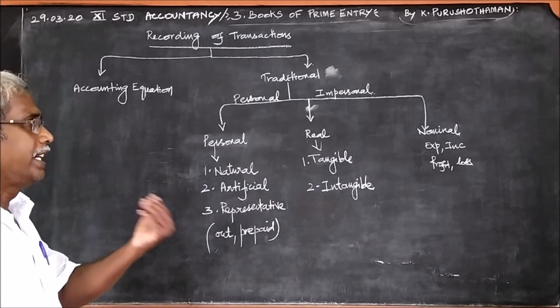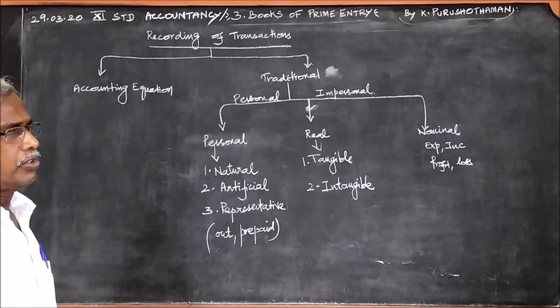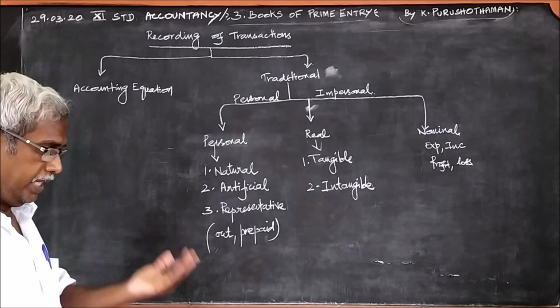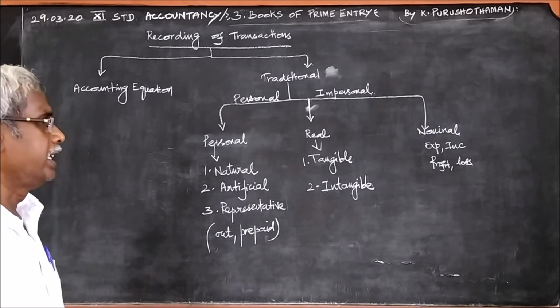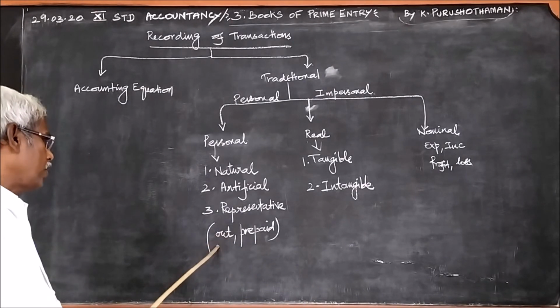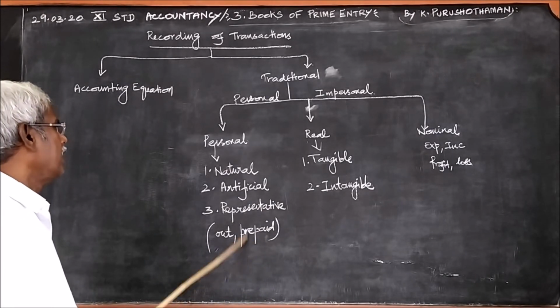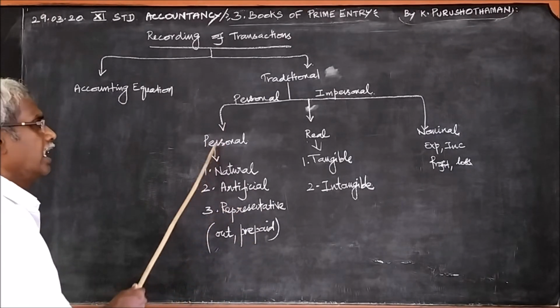That means you have paid the rent well in advance. So in that case, you have paid the rent in advance, that is the prepaid rent. Therefore, the outstanding expenses and the prepaid expenses are called a representative personal account.